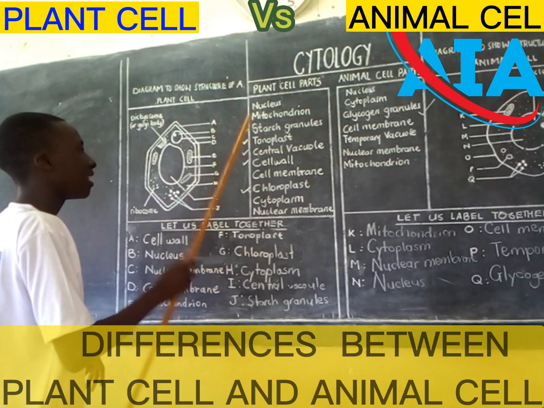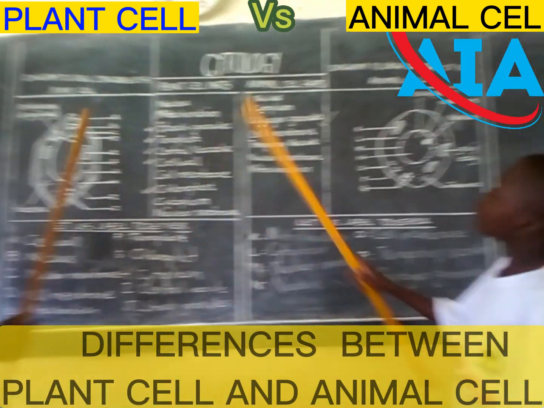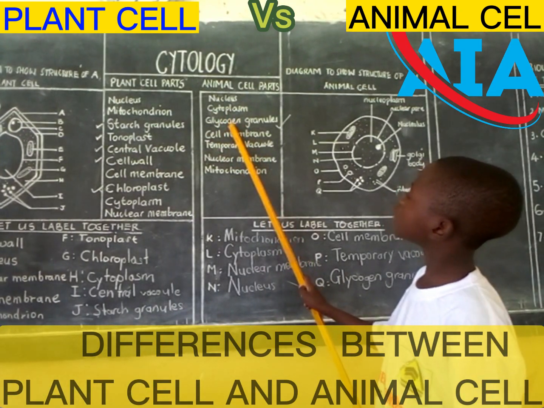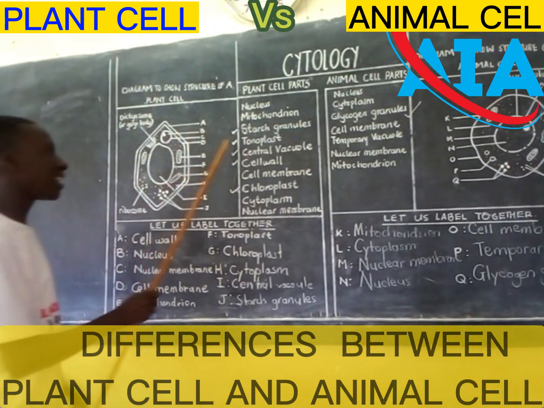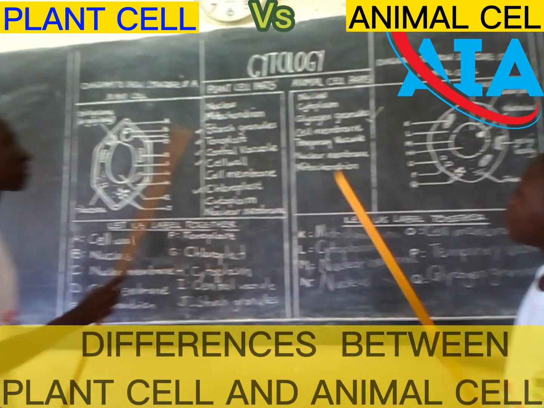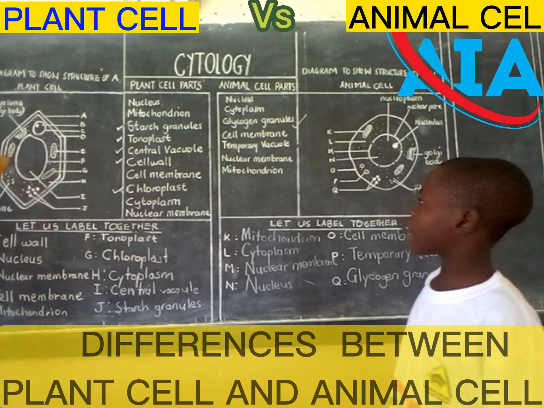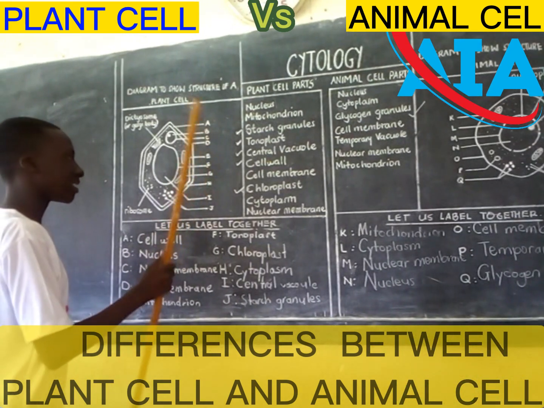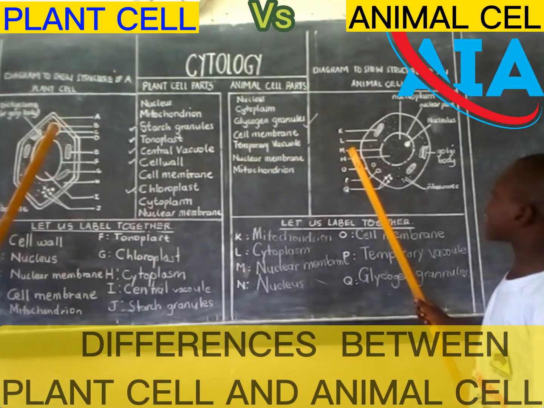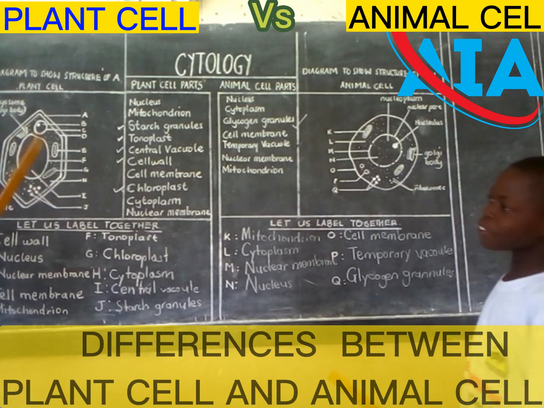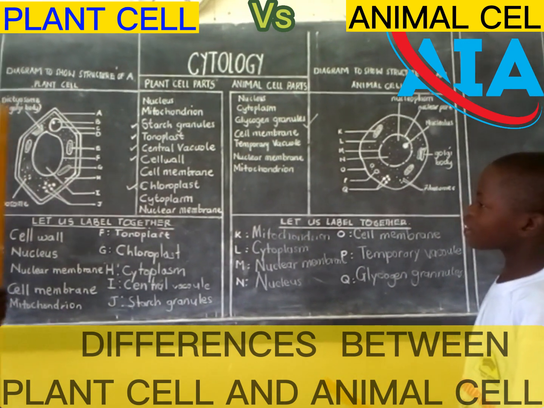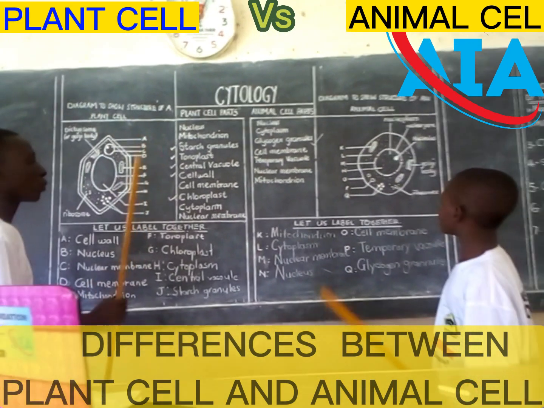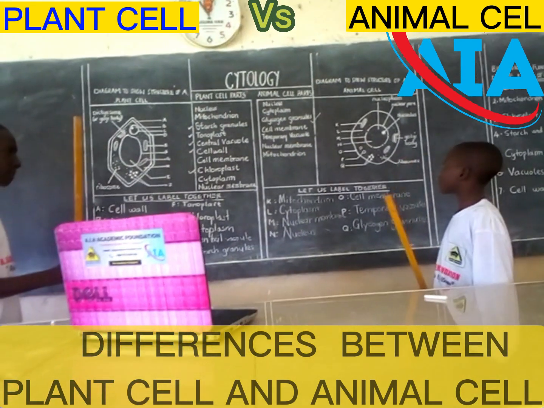Like my cell has the starch granules. My cell has glycogen granules. My cell has the tonoplast. My cell lacks a tonoplast. My cell has a central vacuole. My cell has sideways vacuoles. My cell has a large vacuole. My cell has a small vacuole.